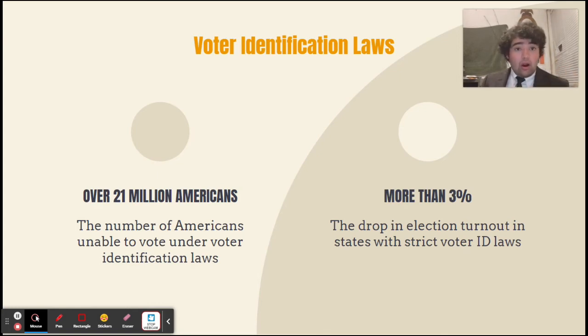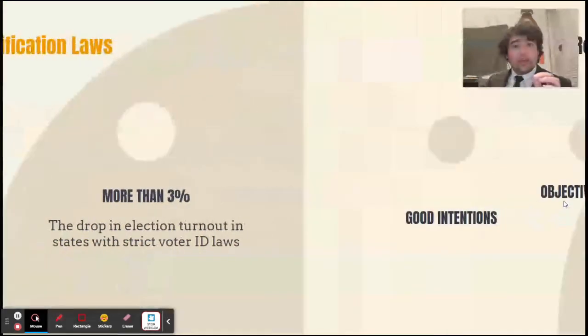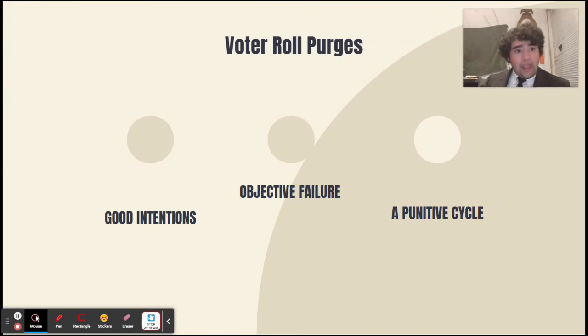There are occasionally issues with registrations themselves, and that's where we come to voter roll purges. For voter roll purges, I only have 3 things on this slide because those are the 3 main things to remember: good intentions, an objective failure, and a punitive cycle. We're going to start with good intentions because we're going to talk about what a voter roll purge is.